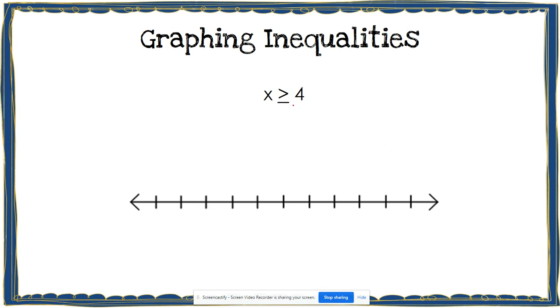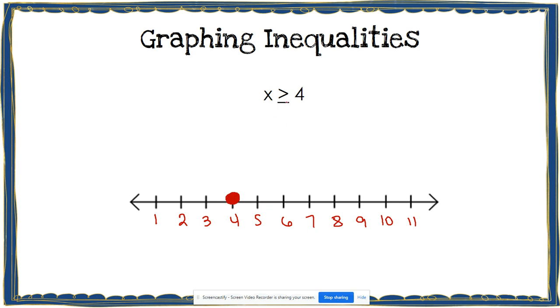Now I'm going to graph x is greater than or equal to 4. So I'm going to fill in my number line. And the first thing I'm going to do is go to the number that is here, which is 4, and I'm going to circle 4. Now I need to know if that 4 circle should be opened or closed. So I need to look at my symbol. My symbol says that x can be greater than 4 or equal to 4. Because x can equal 4, that means that 4 is a possible solution. So since 4 is a possible solution, I am going to close my circle on 4.